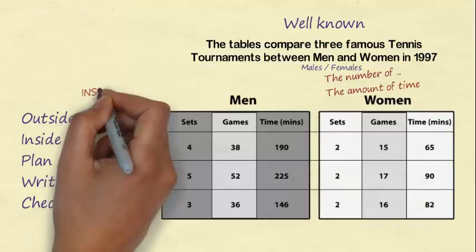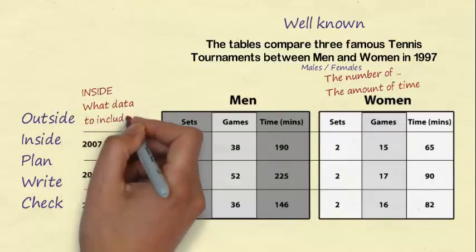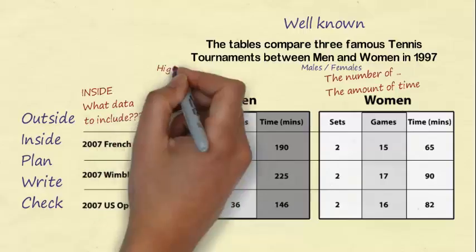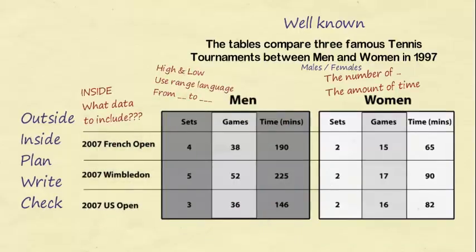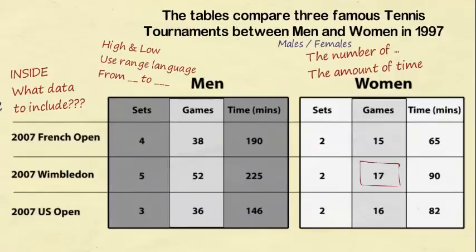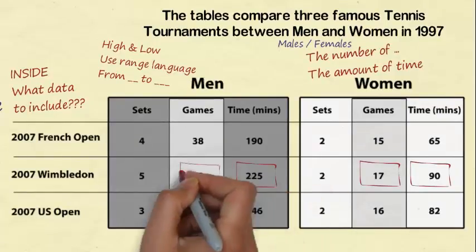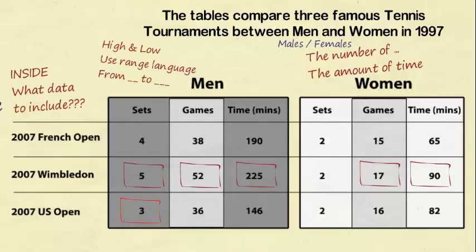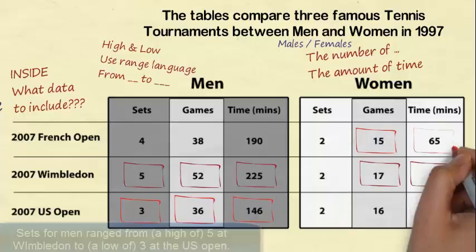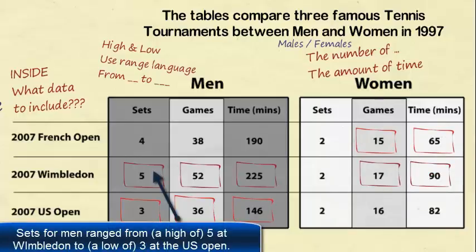What data are you going to include? There is a lot of data in the table, so the good advice is to go for the high and the low numbers and then use some range language. So you may say from the high point to the low point. So we see the person going in now and just highlighting what all the high data is and then coming in and highlighting the low data. So that's the key information you need to consider before you write.